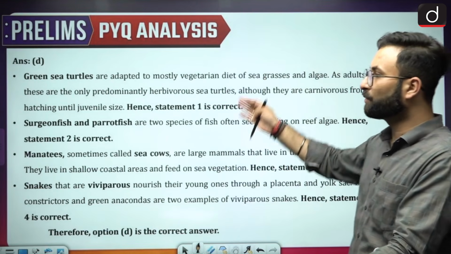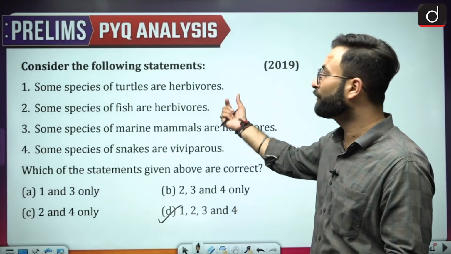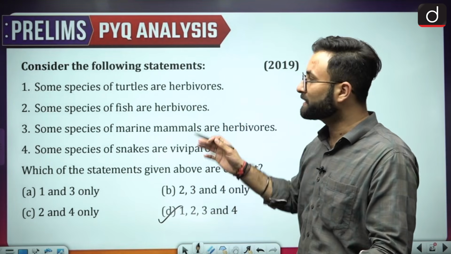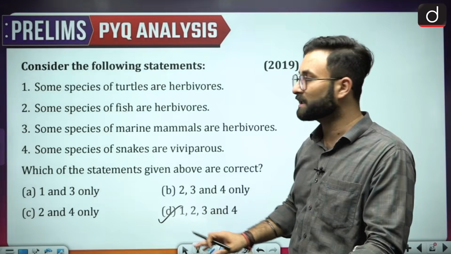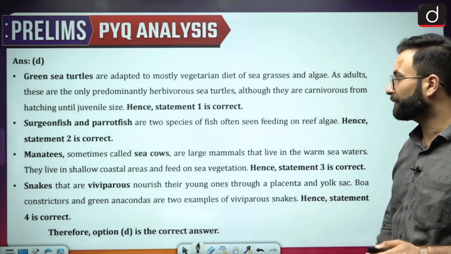We don't have to go into all these things, because they are giving you examples of which of them are herbivorous, which of them are viviparous. This is a question which is to be solved with logic. If you have the time, you can go through these slides whenever you get the PDF. Okay, so that is there.